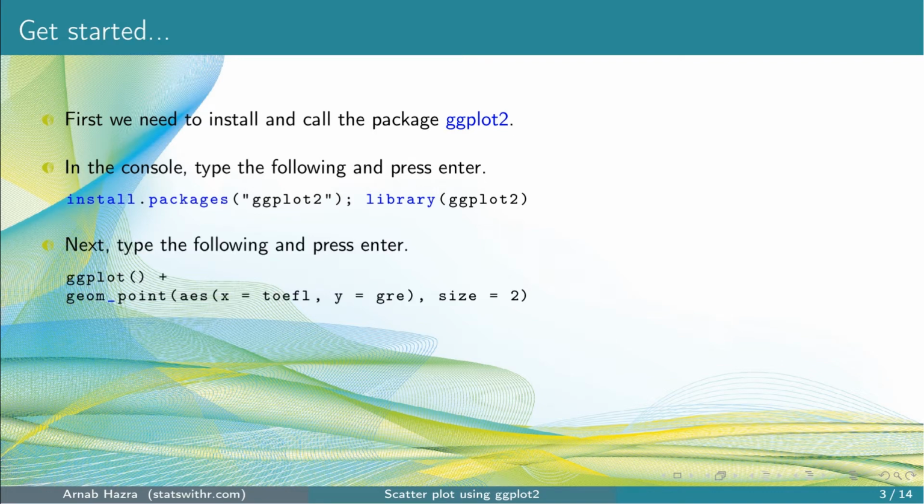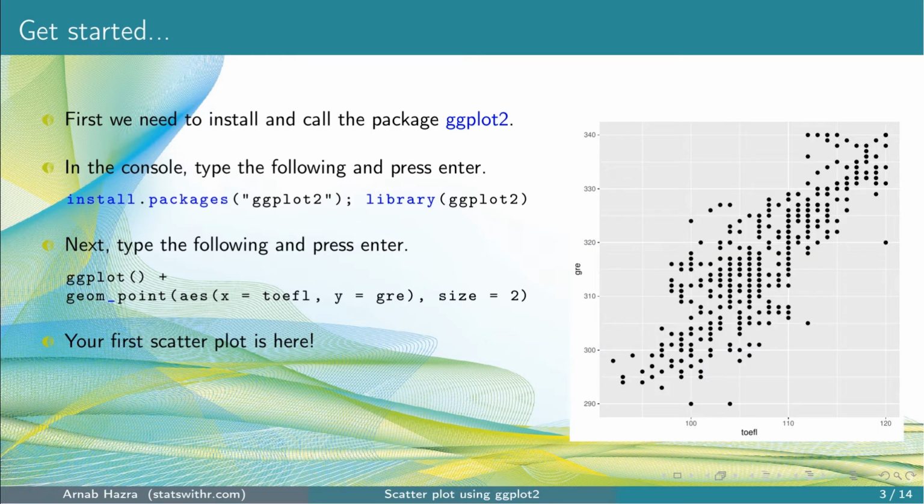In the console window, type ggplot, a blank bracket, plus geom_point within aesthetics x equals TOEFL and y equals GRE. And outside aesthetics, we set the size equals to 2. The default size is 1.5, and thus setting the size equals to 2 increases the size of the points. Now press enter. Okay, you get your first scatter plot.